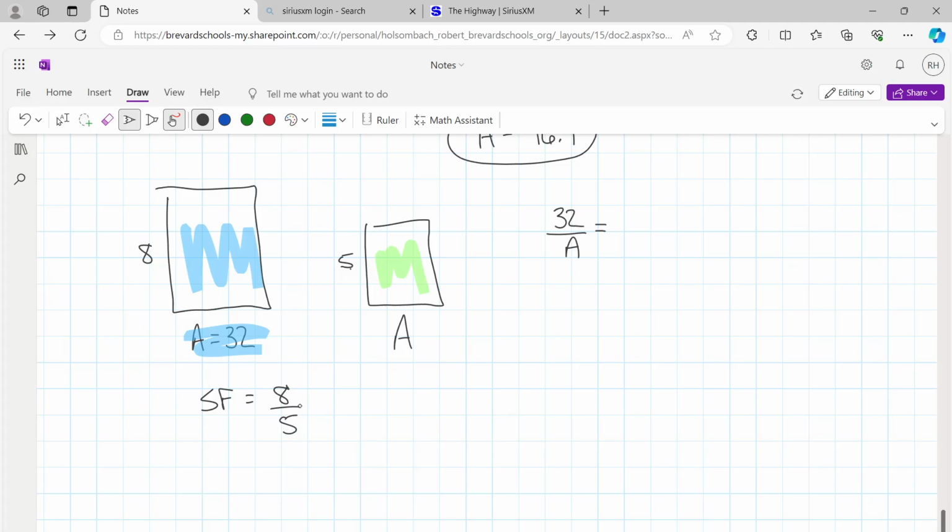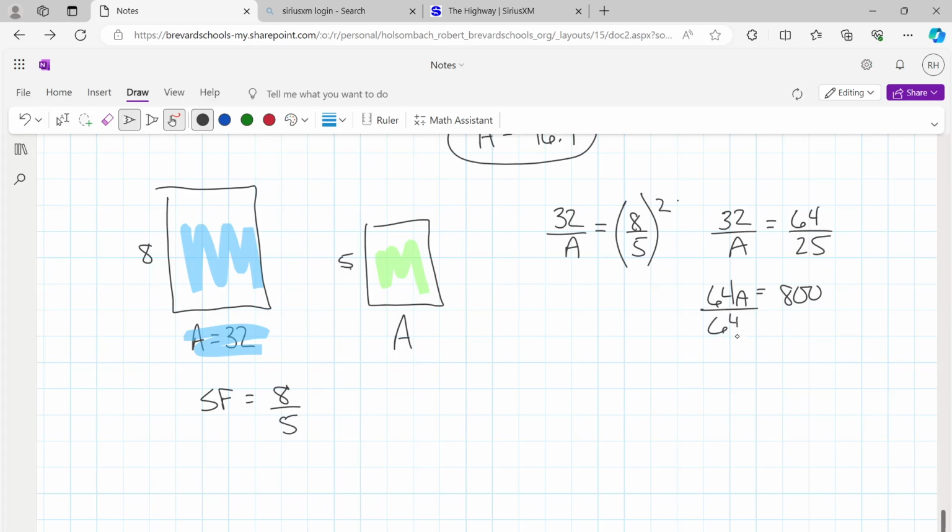Can that be simplified? There's nothing that goes into 8 and 5 evenly, right? So we have to use the 8 over 5. So equals 8 over 5 squared. So our 32 over A equals 8 squared is 64 and 5 squared is 25. Gonna crisscross multiply again. So 64A is equal to 32 times 25. 800.